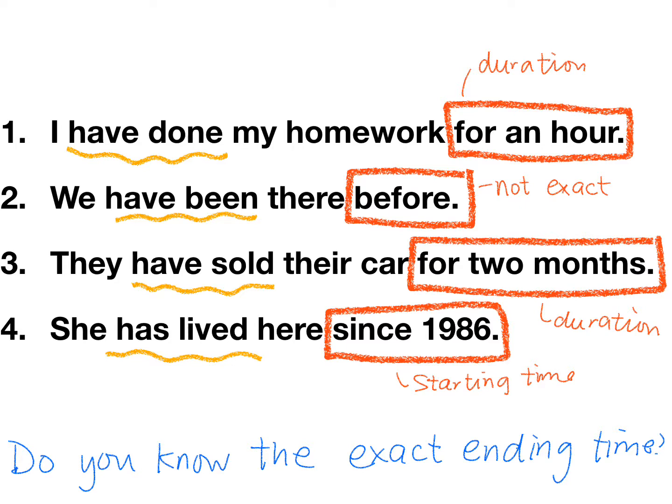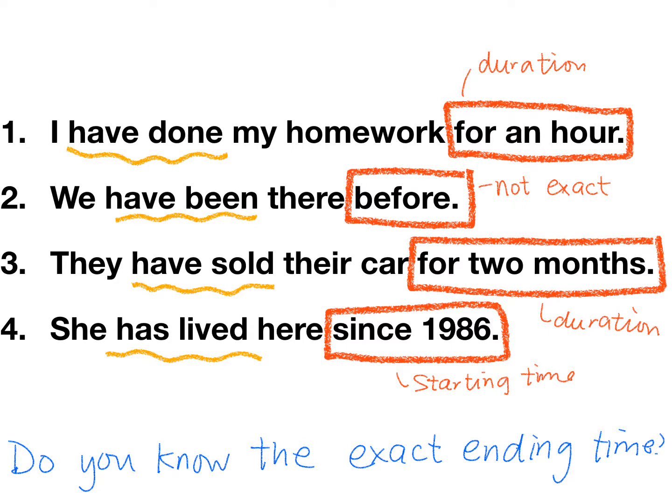So when did she move? Do you know? We don't. So this is no exact finishing time. We don't know when she moved. So remember, even if you see some time markers, some prepositions that seem like they're telling you the time, they're actually not, because they're not telling you the exact finishing time for these actions. So they are still not simple past tense. They're still present perfect tense.